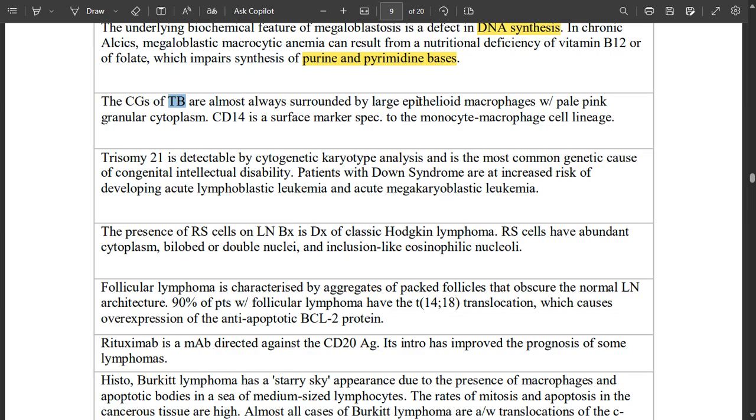CD14 is a surface marker receptor of the monocyte macrophage cell lineage. So the monocyte macrophage cell lineage has CD14. CD14 is present in the monocyte macrophage cell lineage.